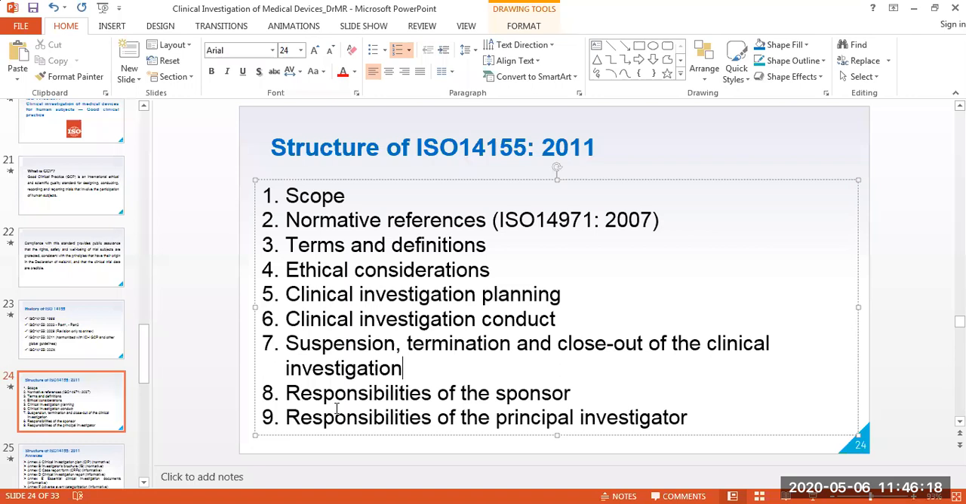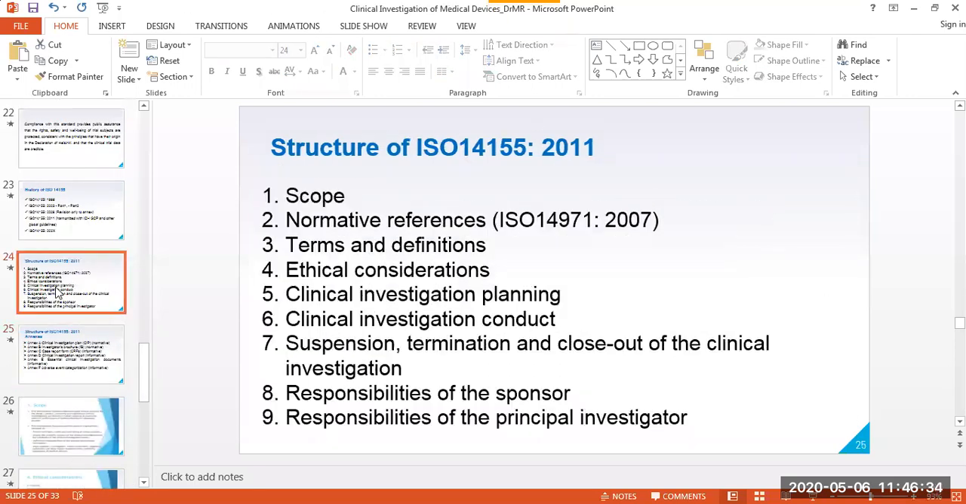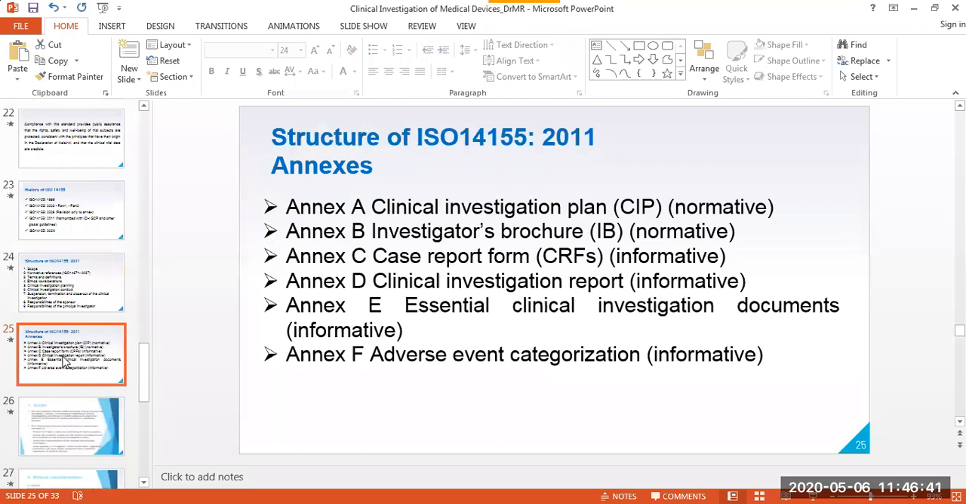In the 8th chapter, what are the responsibilities of a sponsor? And the 9th chapter explains the responsibilities of the principal investigator. All these 9 chapters form the structure of ISO 14155 2011. Now we'll see them one by one. So this is the structure. Apart from the structure, this ISO 14155 also has annexes, from A to F. We'll see those annexes also.